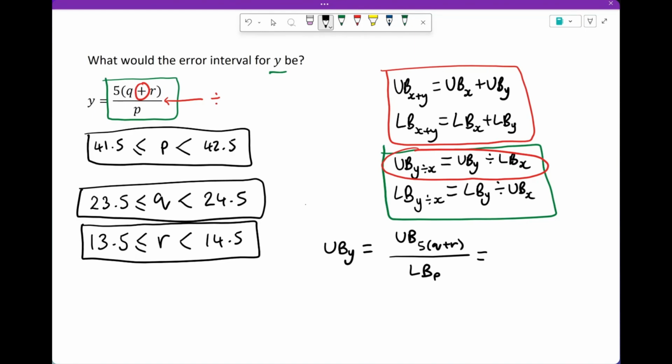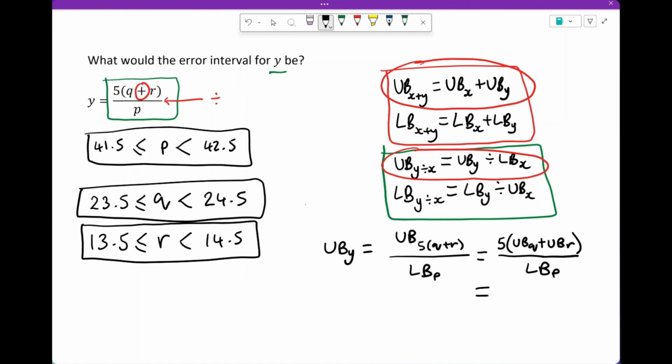Now, given that the numerator involves an addition calculation, we're going to break that down further. Once I've got my addition calculation, I'm going to multiply by 5. That's always going to be there. So I'm going to start by writing 5, then open brackets. And we want the upper bound for addition here. So the upper bound for addition is always equal to the upper bound plus the upper bound. So we need to do the upper bound of q plus the upper bound of r like that. So that's going to be my numerator. Then my denominator is still going to be the lower bound of p.